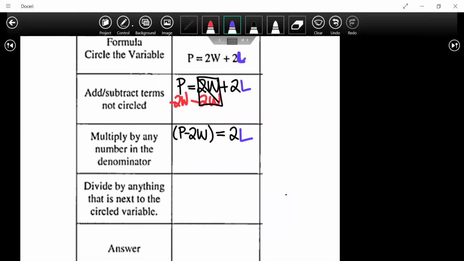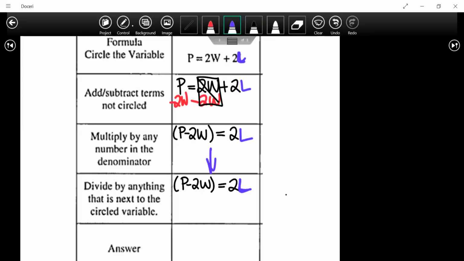Multiply any number in the denominator. This is the denominator, talking about fractions. Do I have a fraction? Anything with 2L? No, so we're going to take it and just rewrite it. P minus 2W is equal to 2L.